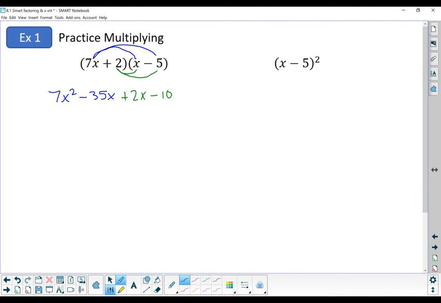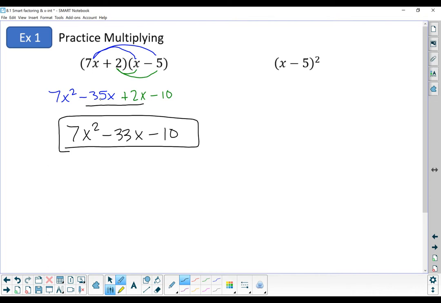Now we're finished multiplying, but our answer is not written in simplest form because we have these two terms right here that can be combined. So if we go ahead and combine those two terms, our final answer is 7x squared minus 33x minus 10. And again, that 33 just comes from the negative 35x plus 2x combining.